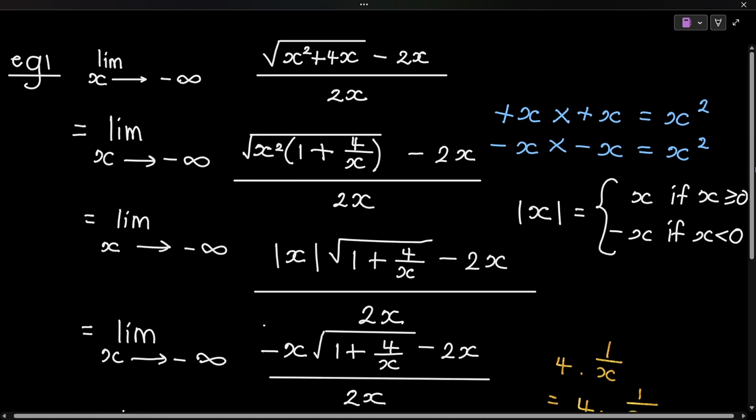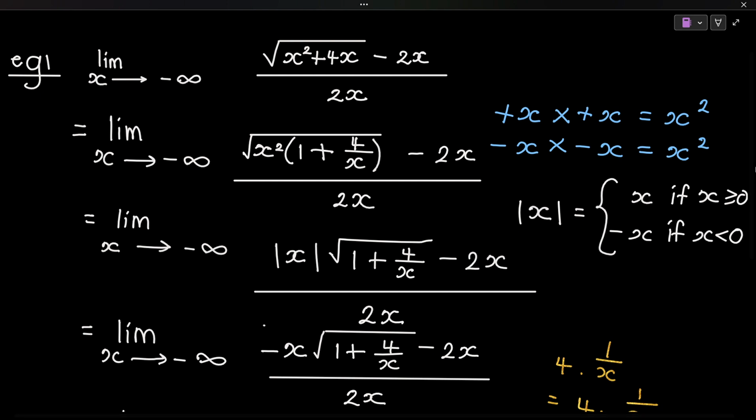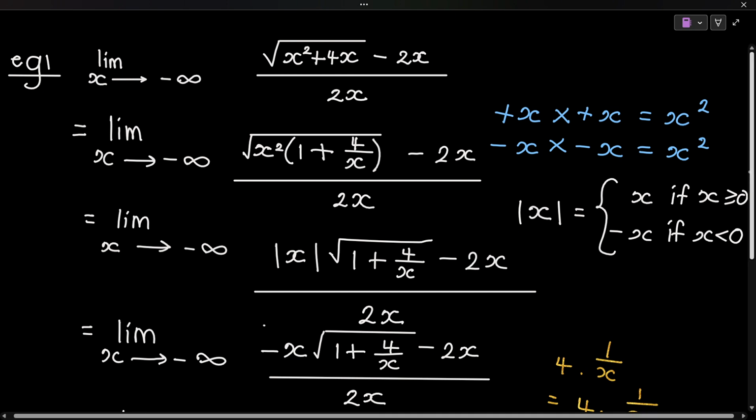Now, let's just do a quick recap of the steps that we covered to answer example 1. Our first step was to pull out x squared as a common factor underneath the square root. Once the square root and the square cancel each other out, we are left with the absolute value of x. To decide whether x is going to be positive or negative x, we look at our limit. Since we had negative infinity, we know that x has to be negative.